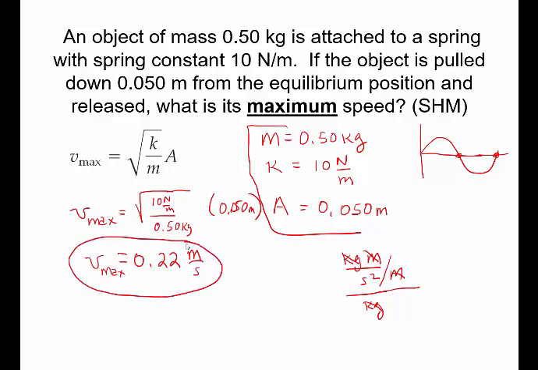So this is the maximum velocity. It's not always the velocity. Again, where it changes direction, that's where the velocity is equal to 0, just like chapter 2.